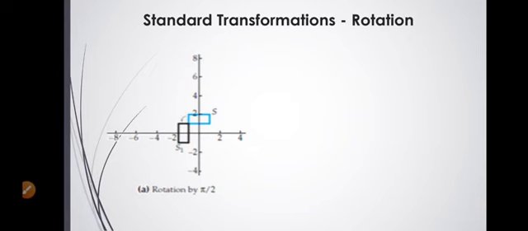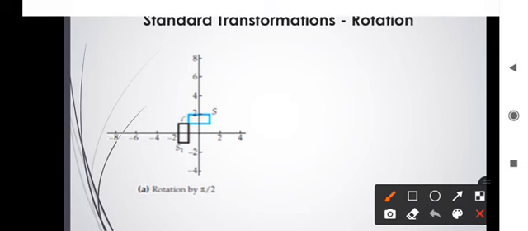Here the original rectangle in blue color is transformed under this rotation transformation to the black color triangle. Here rotation is done by pi by 2. So the angle of rotation is pi by 2, meaning alpha equal to pi by 2.